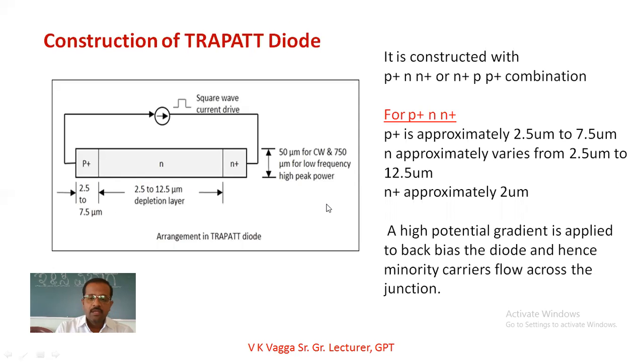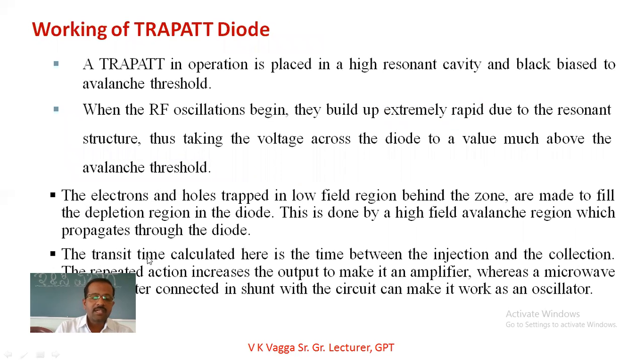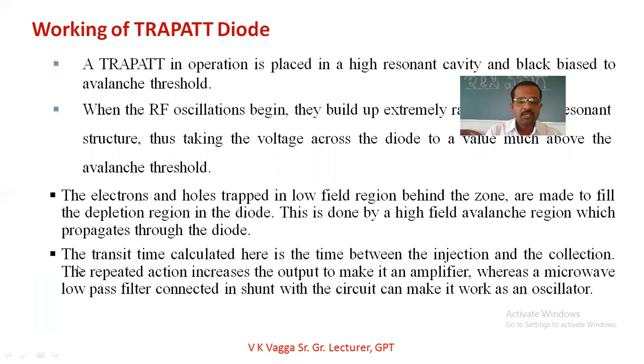Okay, and after that, the transit time calculated here is the time between the injection and collection. That is how much time it takes to generate the output after giving the input. Injection is nothing but applying the RF signal, and collection is the output being extracted from the other end.